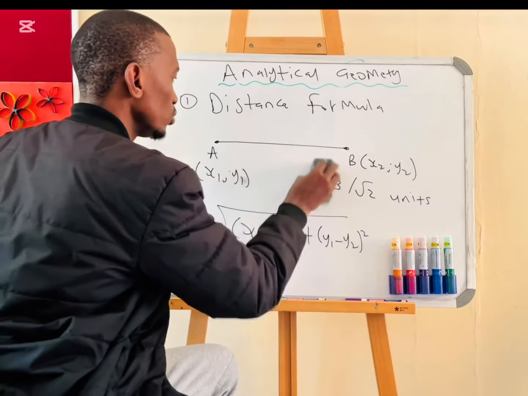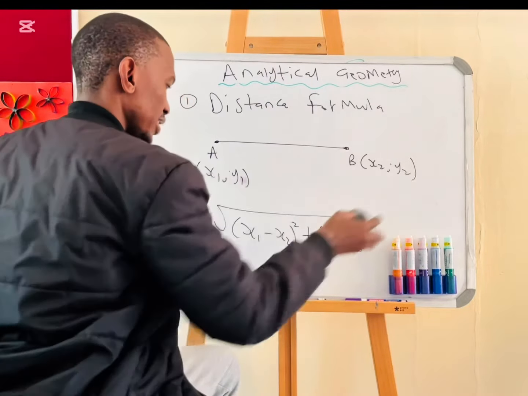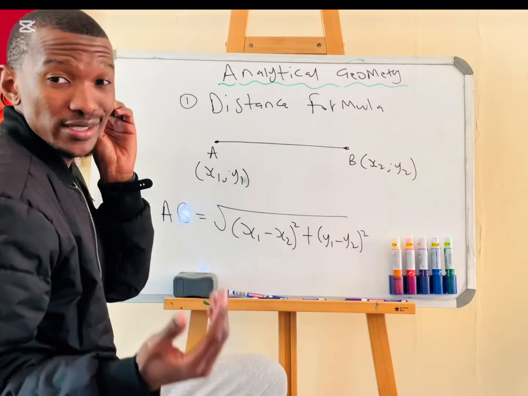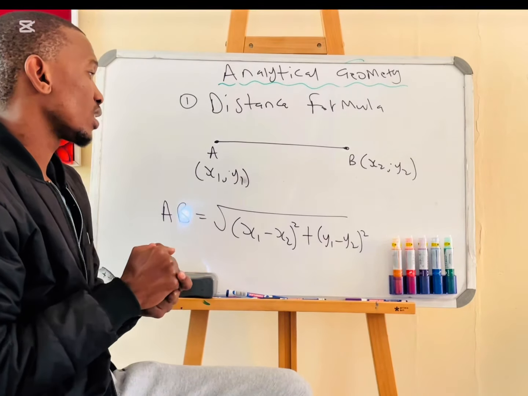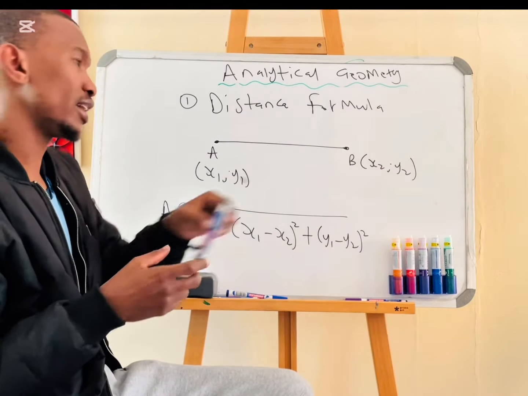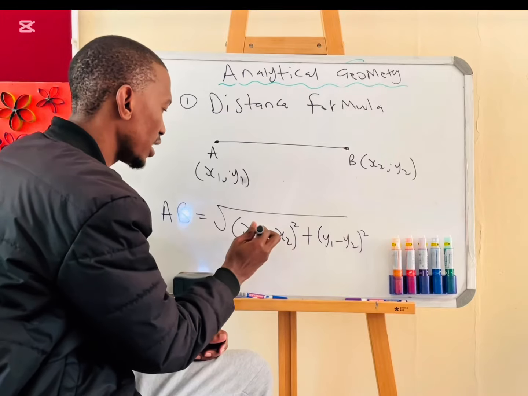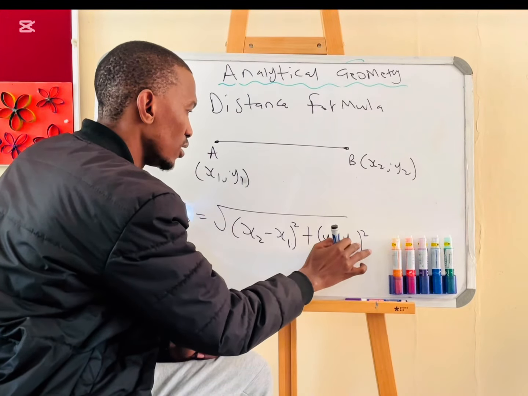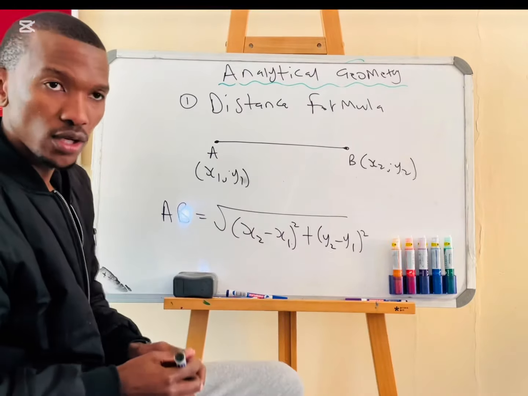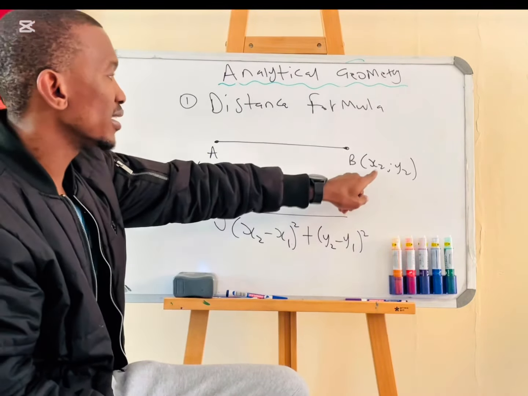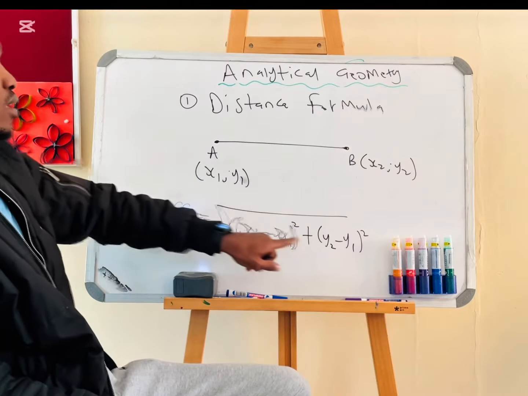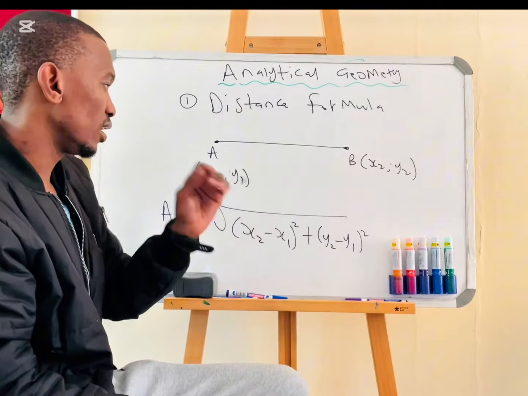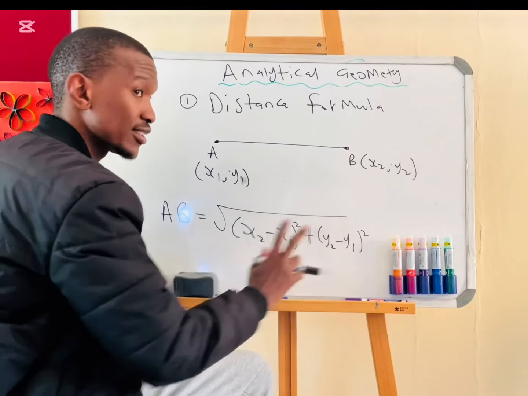Now some people might say, our teacher said we must use this, or the textbook or the study guide that I use gives me a different formula. Okay guys, let me tell you something. Even if you use x2 minus x1 and y2 minus y1, you are still correct. Basically, you start with x2 minus x1 and y2 minus y1, and you still put them under the square root, and each bracket is squared.